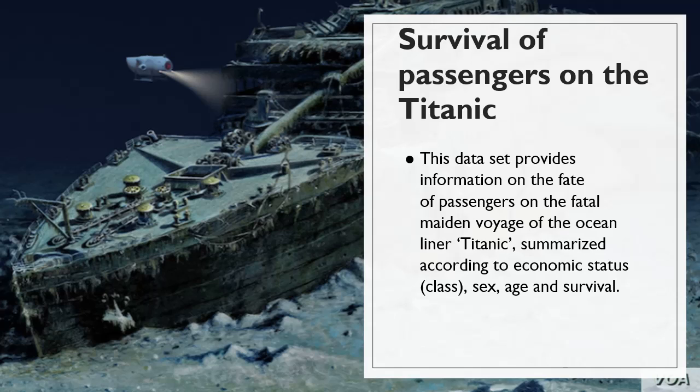Titanic is an R package containing datasets in the form of arrays providing information on the fate of passengers. The maiden voyage of the ocean liner was fatal. The dataset is summarized according to economic status, that is class, sex, age and survival. These datasets are often used as an introduction to machine learning on the Kaggle website, the world's largest data science community with powerful tools and resources for data scientists.